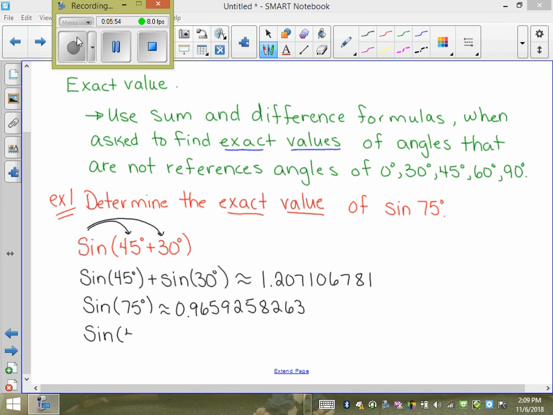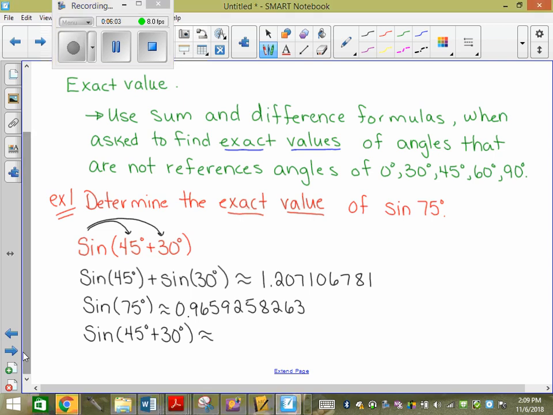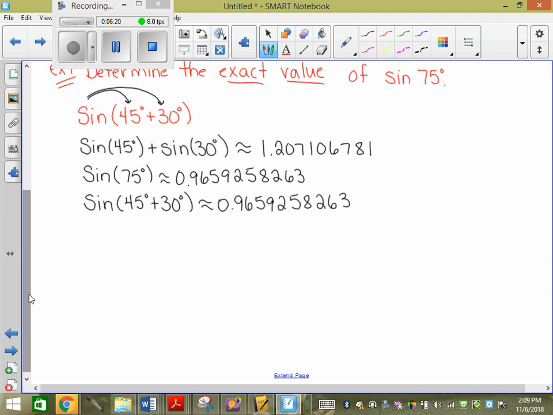Try this in your calculator now. Sine of 45 degrees plus 30. Like literally type it like this. There's the same answer, right? So we know that these are okay. We know that we can split it up like this. We know that it's okay to put sine 75 or sine of 45 plus 30. We know that they are the same.